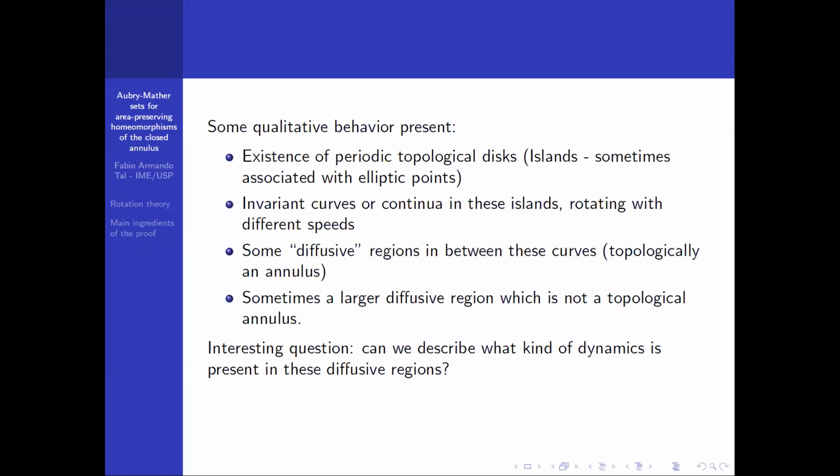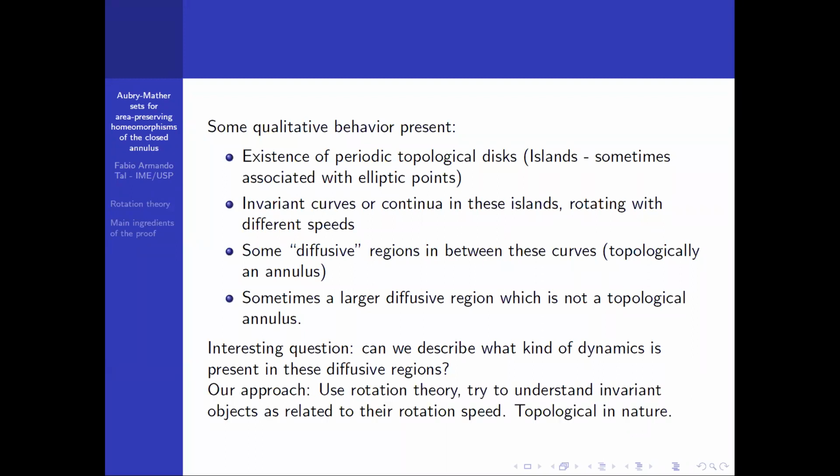And the approach here will be to try to use rotation theory. That is, try to understand some invariant objects and relate them to the rotation speed that they have in these regions. Especially when you have an annulus, we will see there is a good way of describing what rotation speed is, and we'll try to understand what kind of invariant objects, invariant specific dynamics you can find, looking for these objects as related to rotation speed.